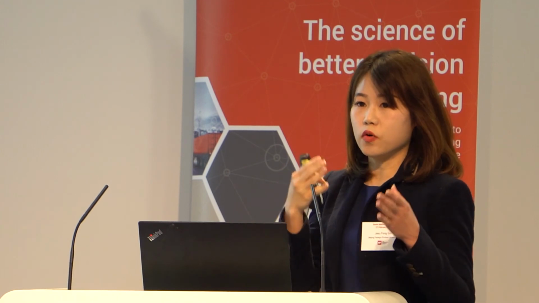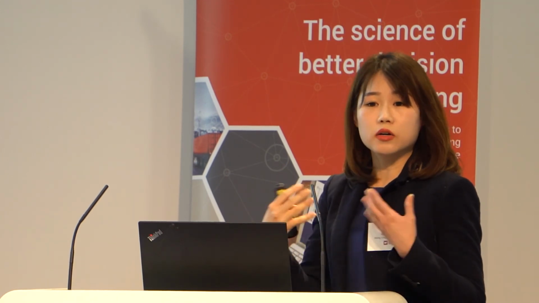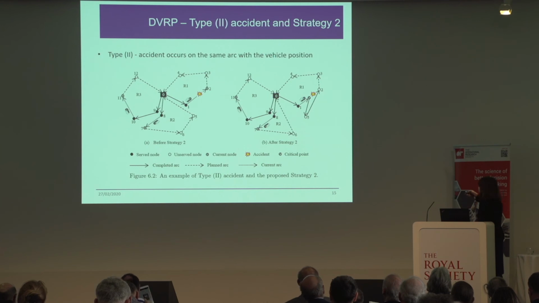We see this critical point as the turning point for the vehicle, where in real life it represents the traffic lights or roundabouts. So meaning that the vehicle has to go to this turning point and then make diversion from there.